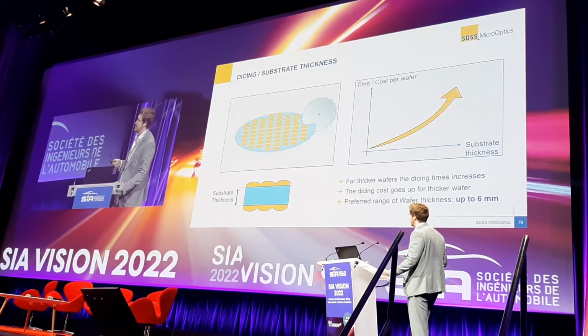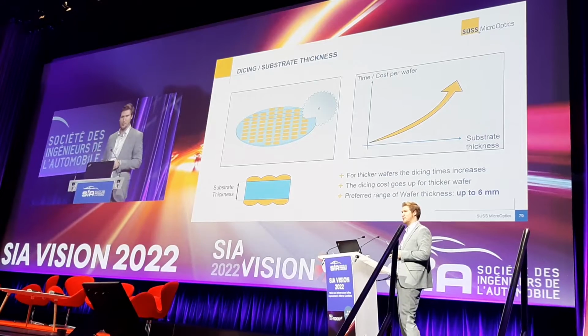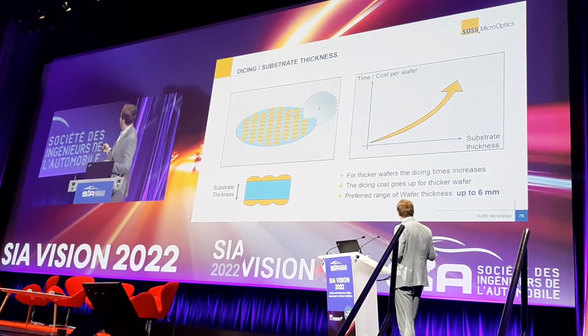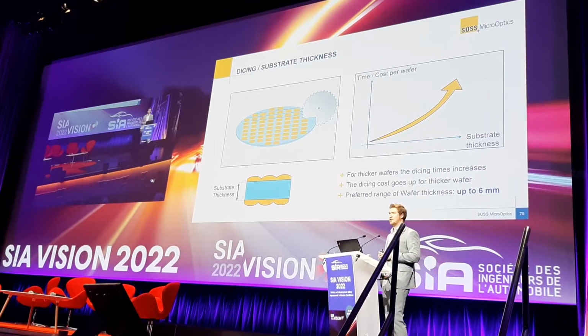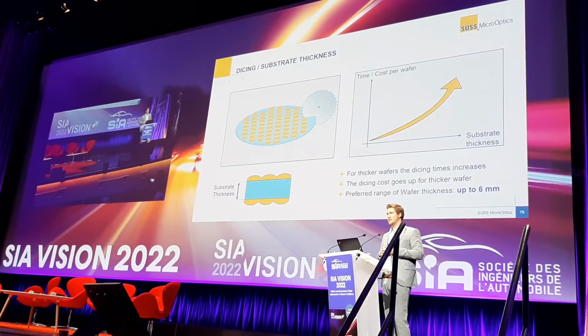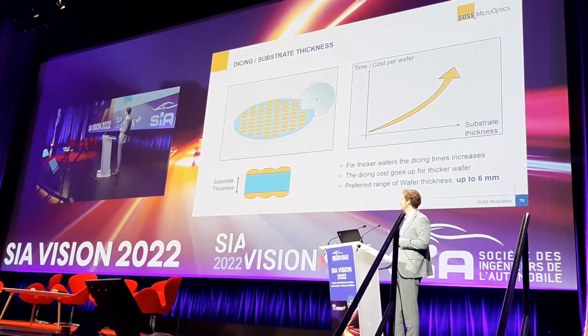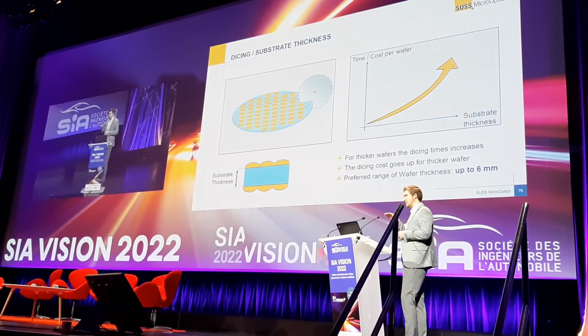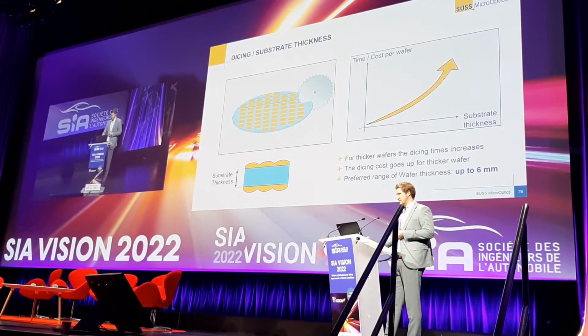If the substrate thickness is getting too thick, especially when you have wafer stacking for headlights, up to 6 millimeters in this area, this is working quite well, but it's getting thicker and thicker. Then the dicing time is getting longer, it's getting more complex, and the cost is also increasing. So being below 6 millimeters or even smaller would be beneficial for this technology.